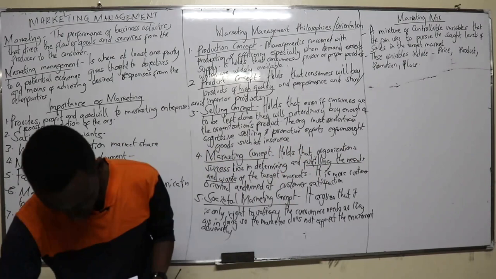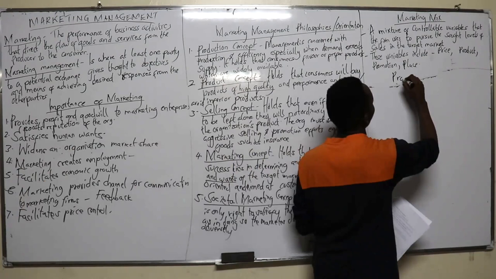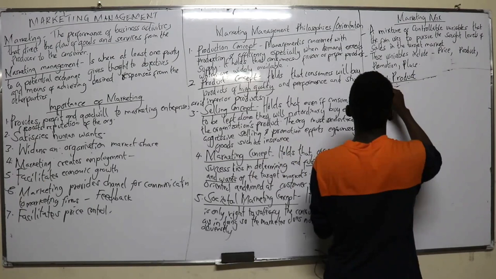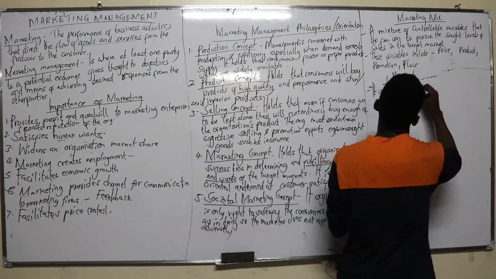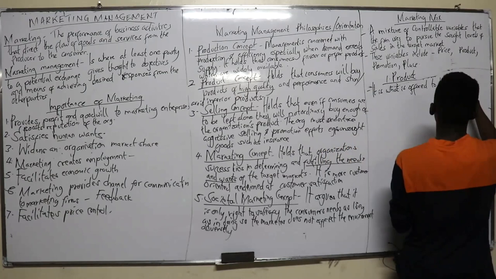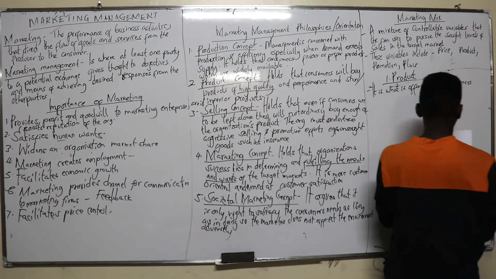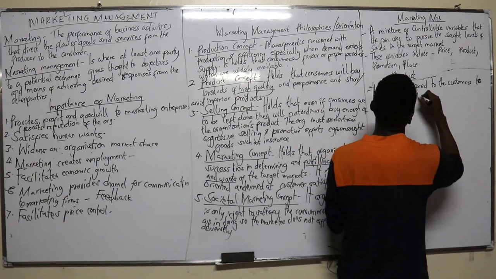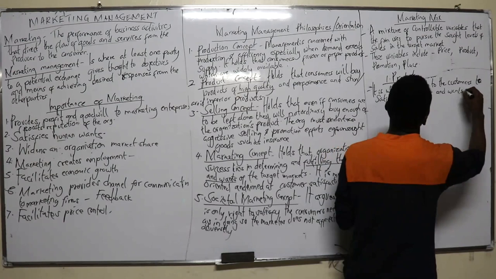So we start with the product. Now the product, this is what is offered to the target market, product, number one. So it is that aspect of the marketing mix that is offered to the customers to satisfy their needs and wants. So this is the goods that we come up with, and we have different kinds of products that we may have.